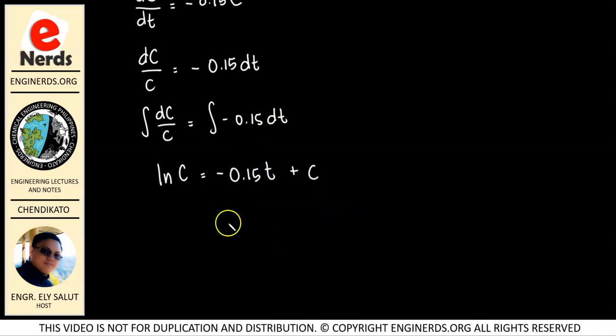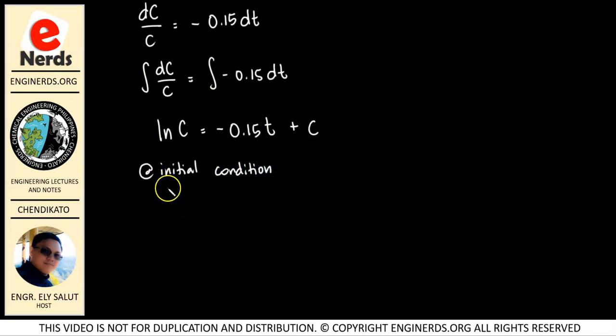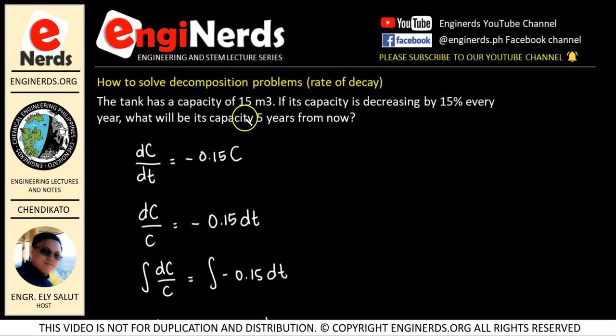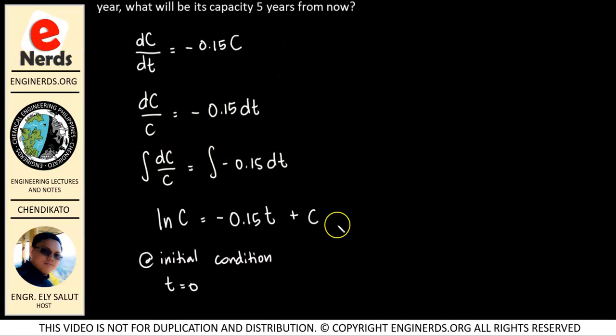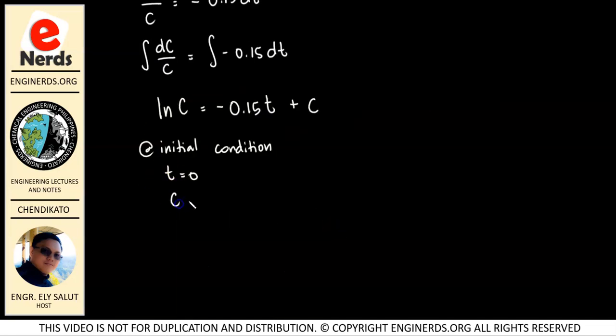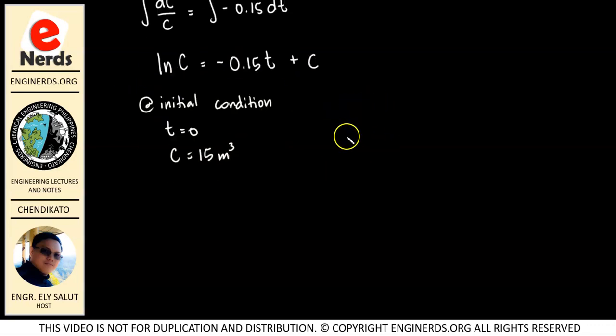Alright, so if we have an indefinite integral, of course, we need to find the value of our constant C here. So let us first analyze our initial condition. Okay, so what is our initial condition? So in our initial condition, our time is equal to 0. Right, so at time equal to 0, our capacity C is equal to 15 cubic meters. So our capacity is equal to 15 cubic meters. So we're going to substitute that here in our equation.